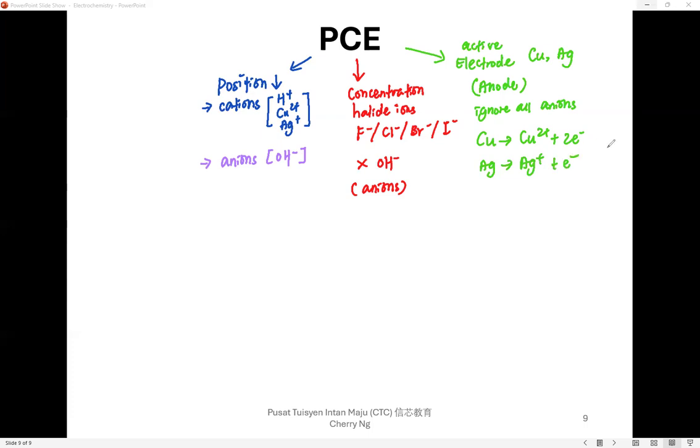Okay? So I hope you can understand better now. In total, we have only three factors. The first one is position, the second is concentration, and the third one is the electrode.